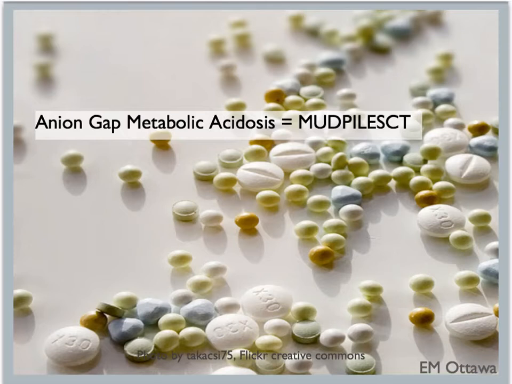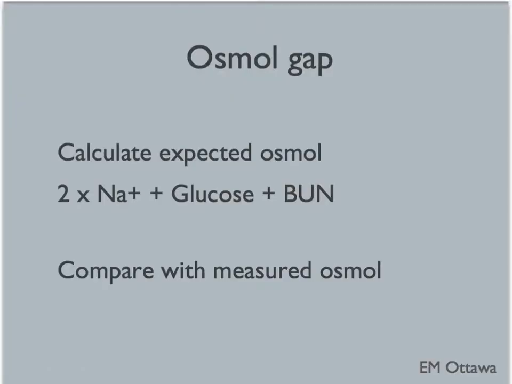We know he must have taken one of the toxins on the Mutt-Pyle's cat list. The question is which one? We now try to narrow it down by doing another calculation called the osmol gap.